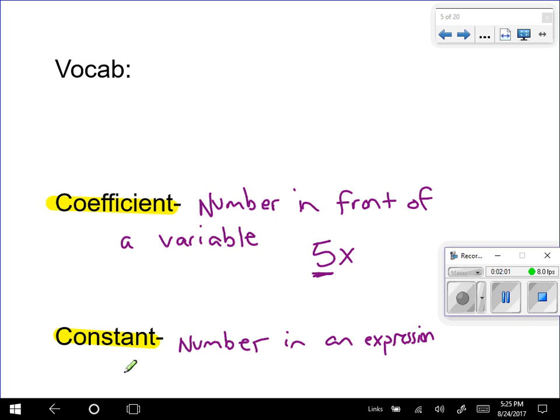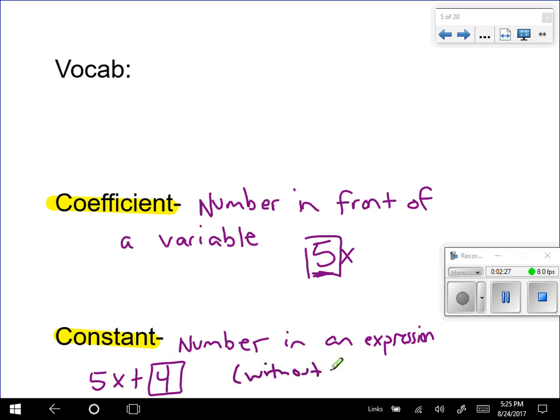For example, if we had 5x plus 4, here's an expression, not an equation. There's no equal sign. This is an expression. 5 is our coefficient. 4 is a constant here. This would be our constant. This would be our coefficient. So just a plain number. It doesn't have a variable with it, so you could say without variable. Those are important to know.